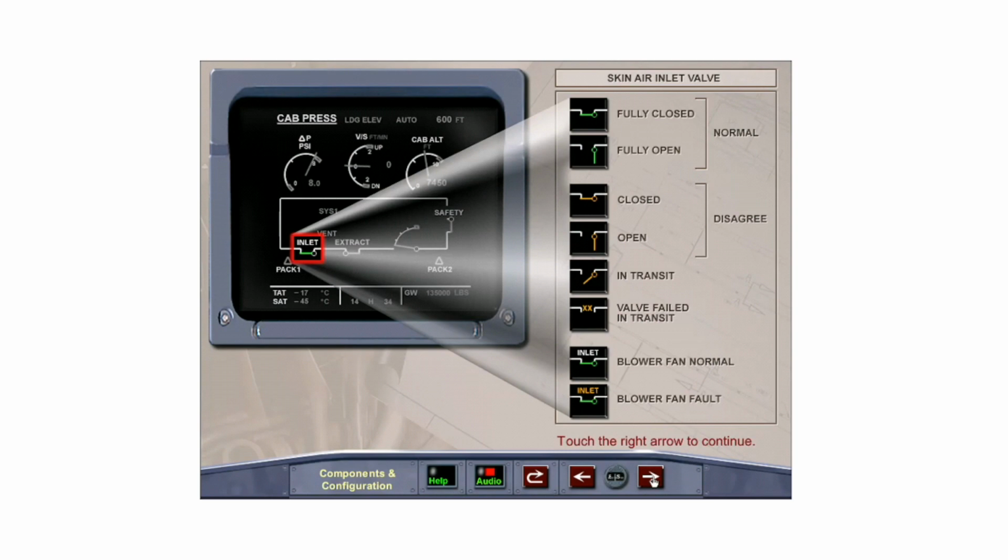The ECAM cabin pressurization page displays the inlet valve in green when it is fully open or closed, changing to amber for valve disagreement or valve in transit. The label Inlet is normally displayed in white, changing to amber for a blower fan fault.